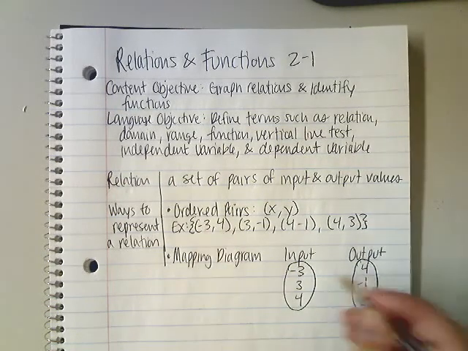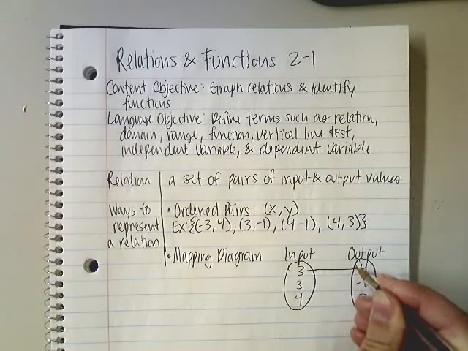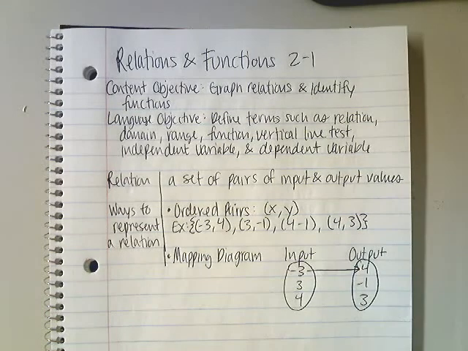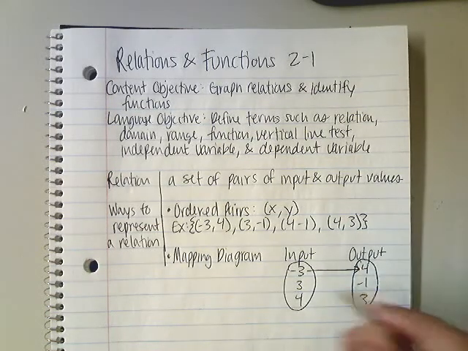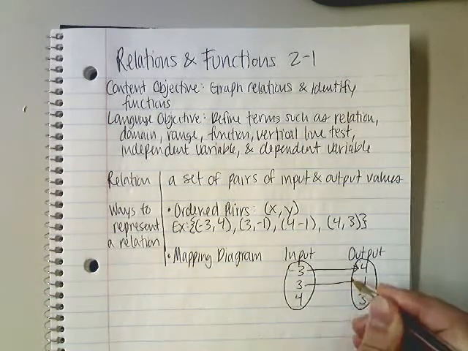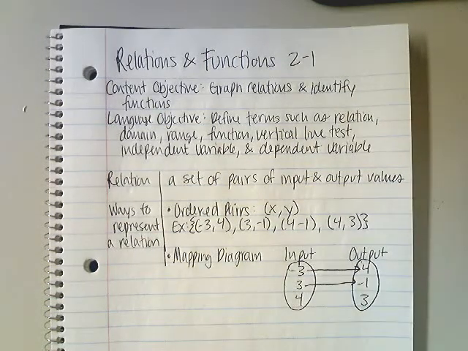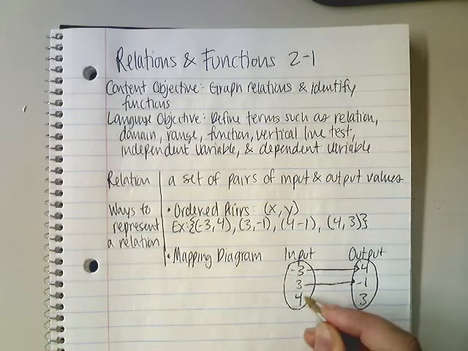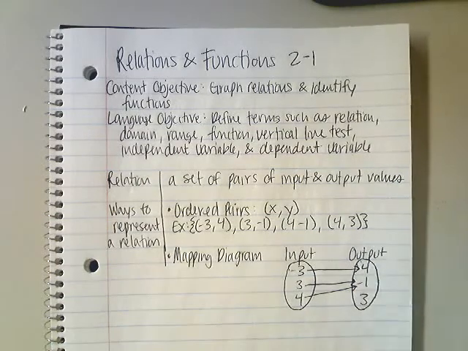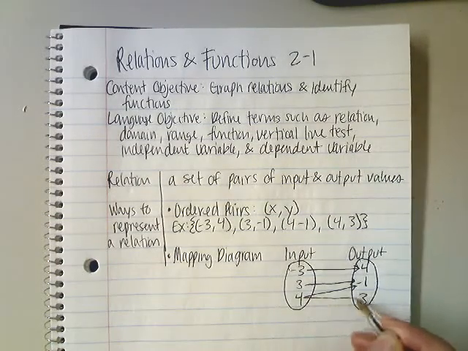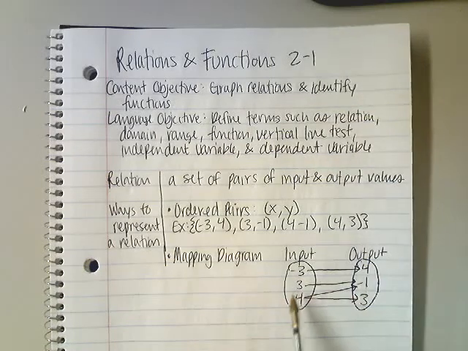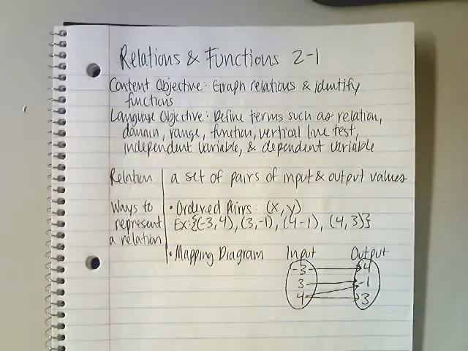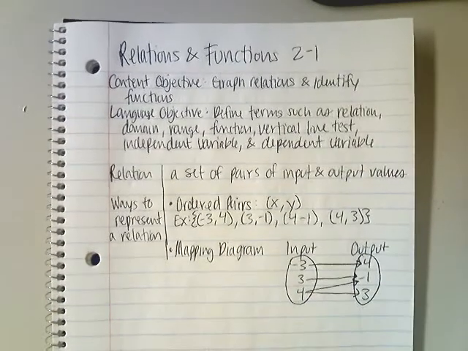So here we have -3 and 4. So I'm going to draw an arrow from the input to the output. So -3 to 4. I also have 3 to -1. So I draw an arrow that way. And then I have 4 and -1. So I'm going to draw an arrow from 4 to -1 as well, and then from 4 to 3. So again, I'm just copying the same ordered pairs into a mapping diagram, which looks like that.